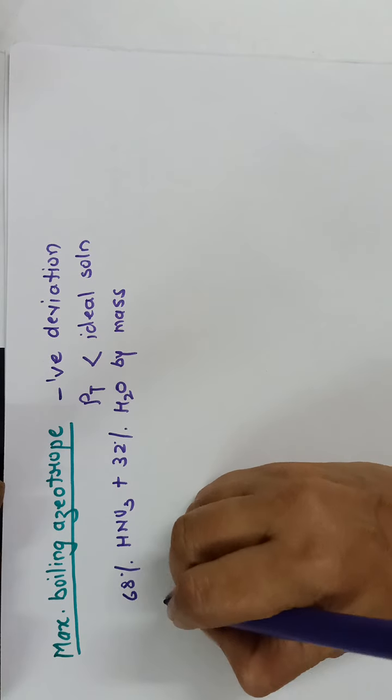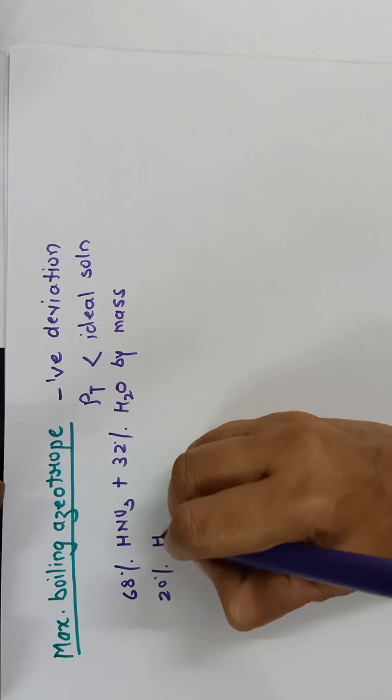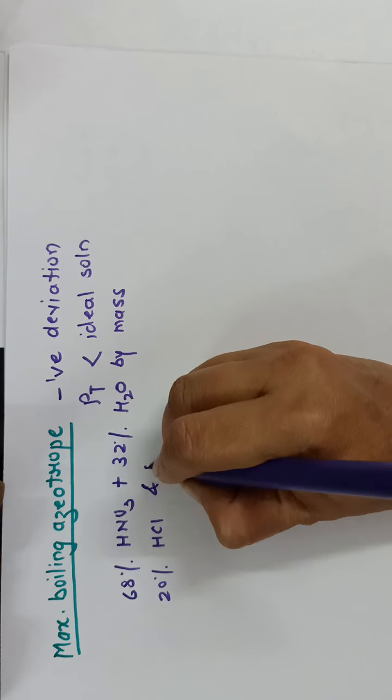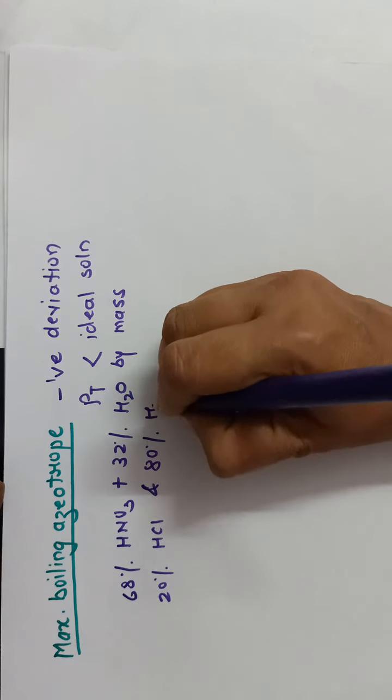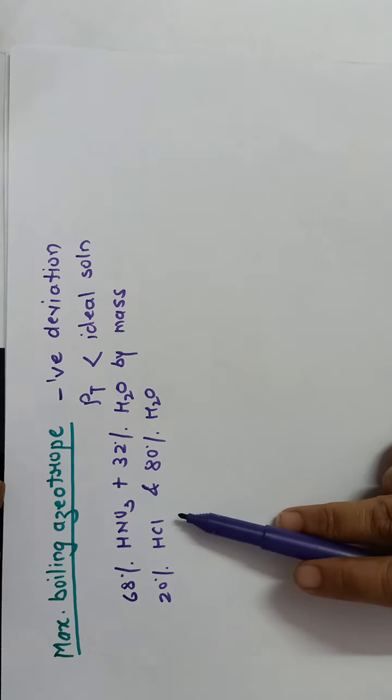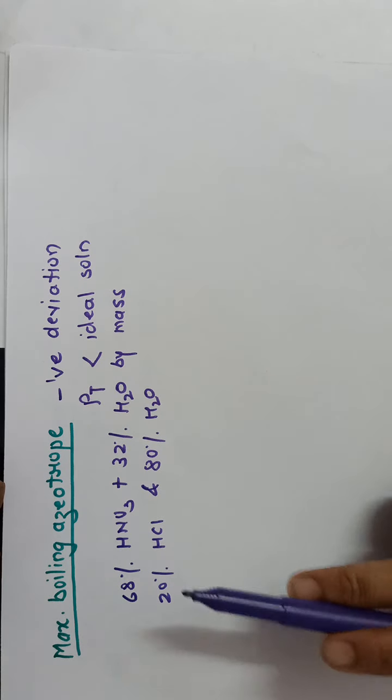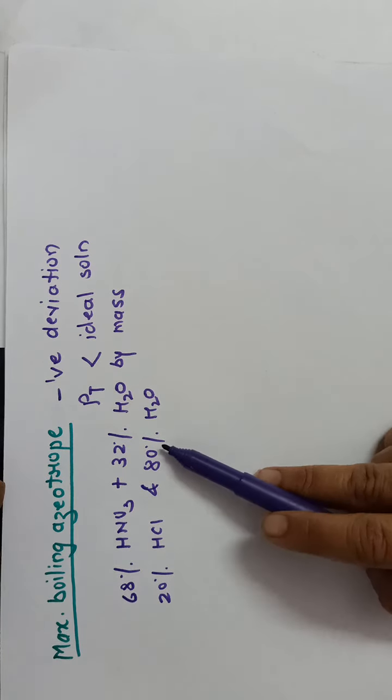There is one more example, 20% HCl and 80% H2O by mass. These two mixtures will boil at more than the boiling points of their components.